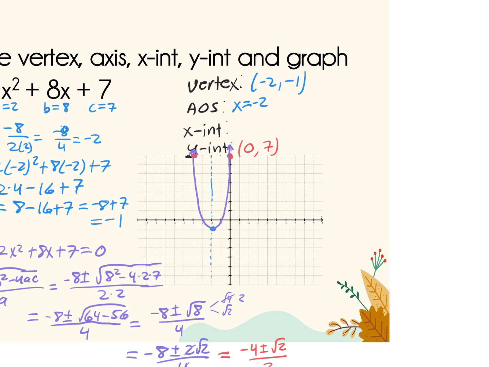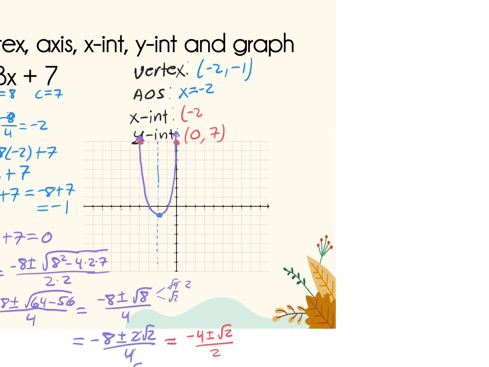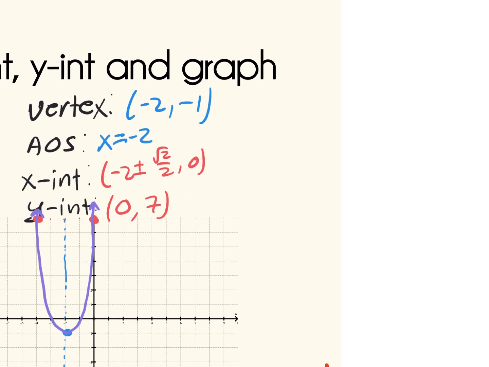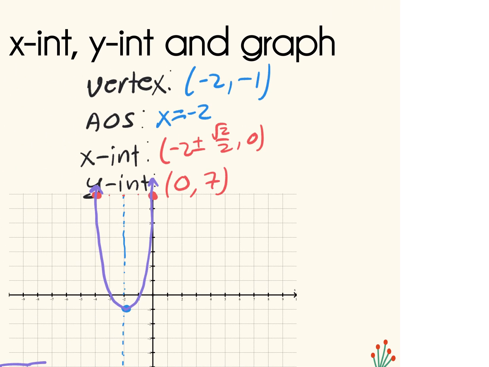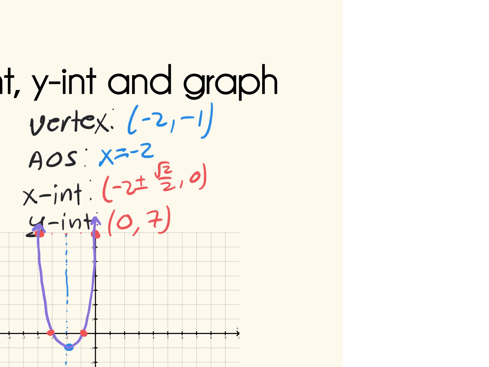But to actually write down your x-intercepts, we can write down either one, right? So negative 2. I'm going to write plus or minus the square root of 2 over 2, comma 0. Right, and this accounts for both x-intercepts, right? They're going to be somewhere over here, right? So somewhere right there. This accounts for both of them.